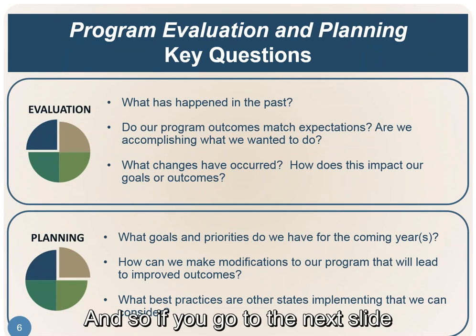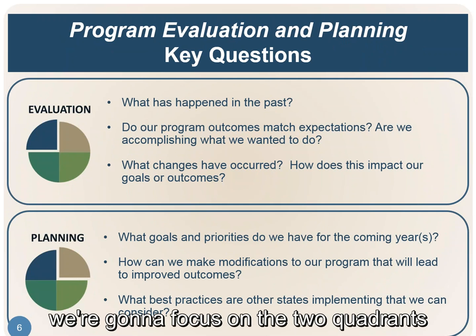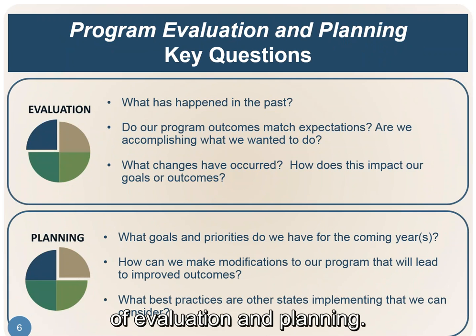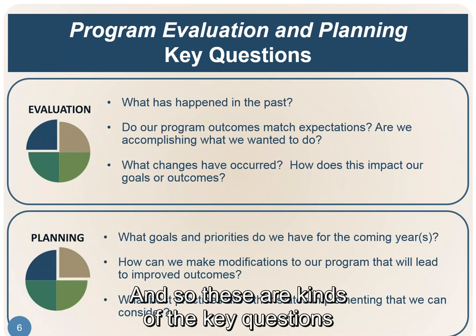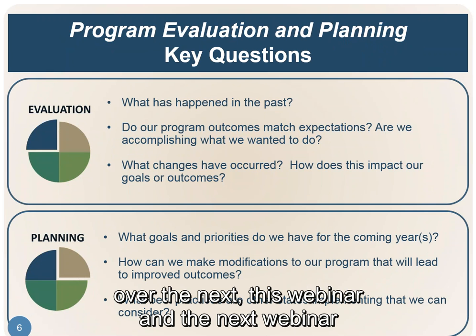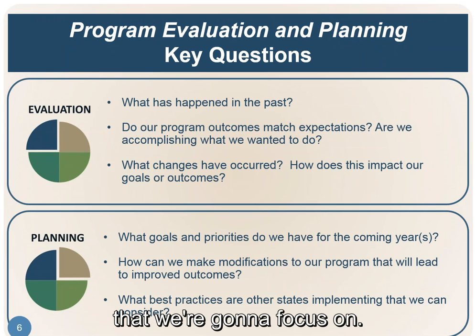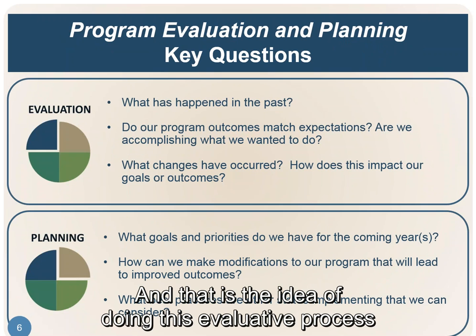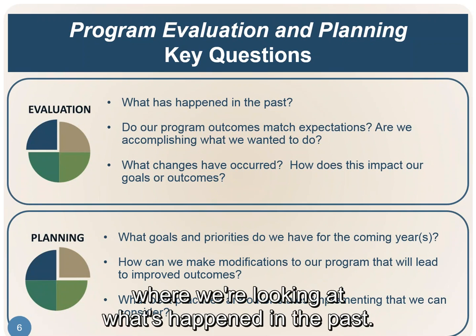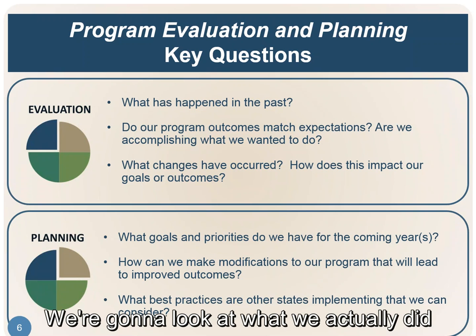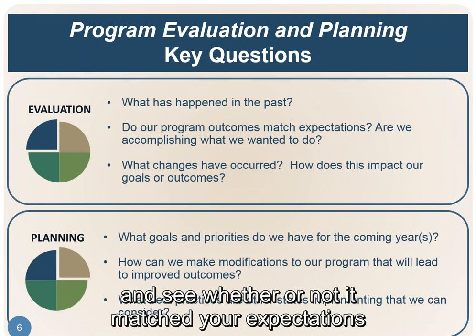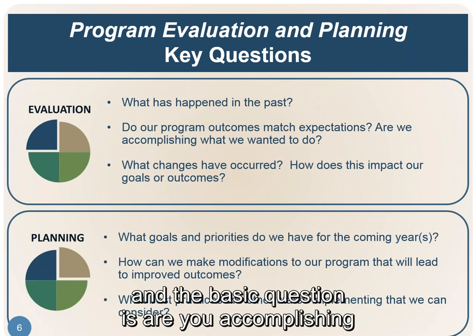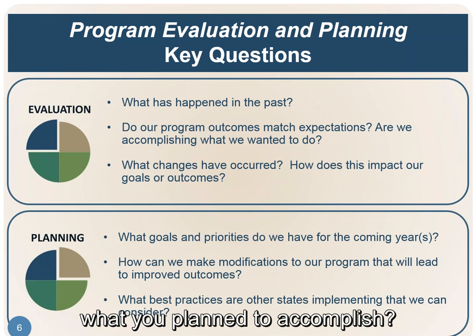And so if you go to the next slide, we're going to focus on the two quadrants of evaluation and planning. These are the key questions over this webinar and the next webinar that we're going to focus on, and that is the idea of doing this evaluative process where we're looking at what's happened in the past. We're going to look at what we actually did and see whether or not it matched your expectations or your goals. And the basic question is, are you accomplishing what you planned to accomplish?